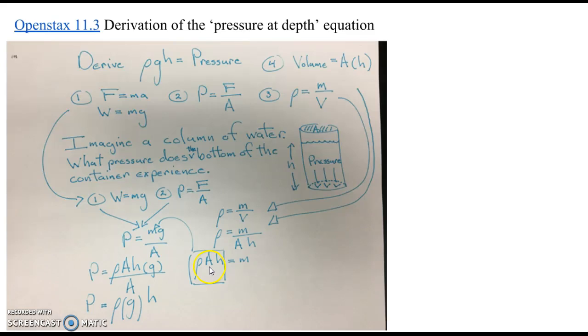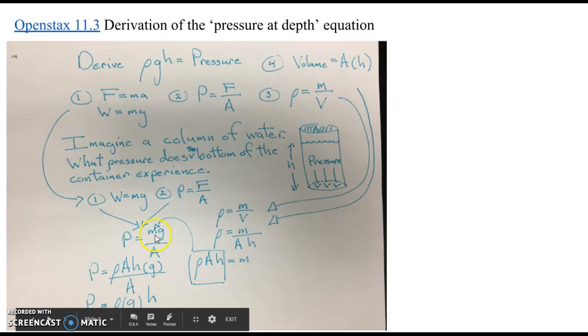So we're going to do a little substitution. Where mass shows up in the definition of pressure, we're going to substitute in rho times area times the column height. When you do that, you see how we have an area on top and an area on the bottom, and they cancel, and we're left with pressure equals rho g h.